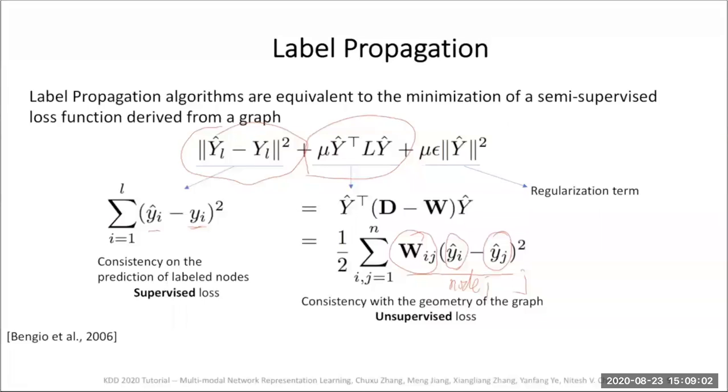And the last term is actually a regularization term. And the second term is also somehow considered as a Laplacian regularization because it's based on the graph Laplacian matrix, which is D minus W given here. So later we will discuss some other methods, and the loss function will be formulated in a very similar way to what we discussed here, composed of supervised and unsupervised loss.